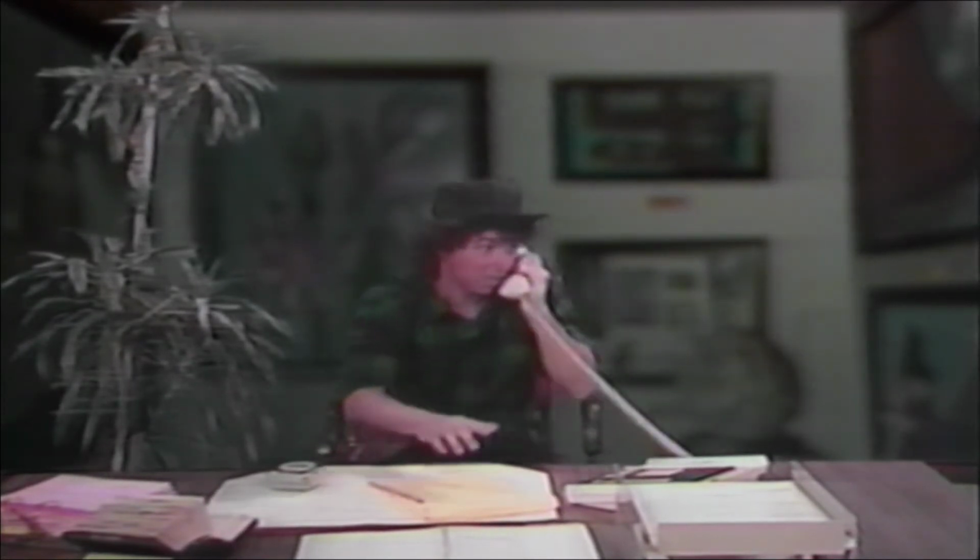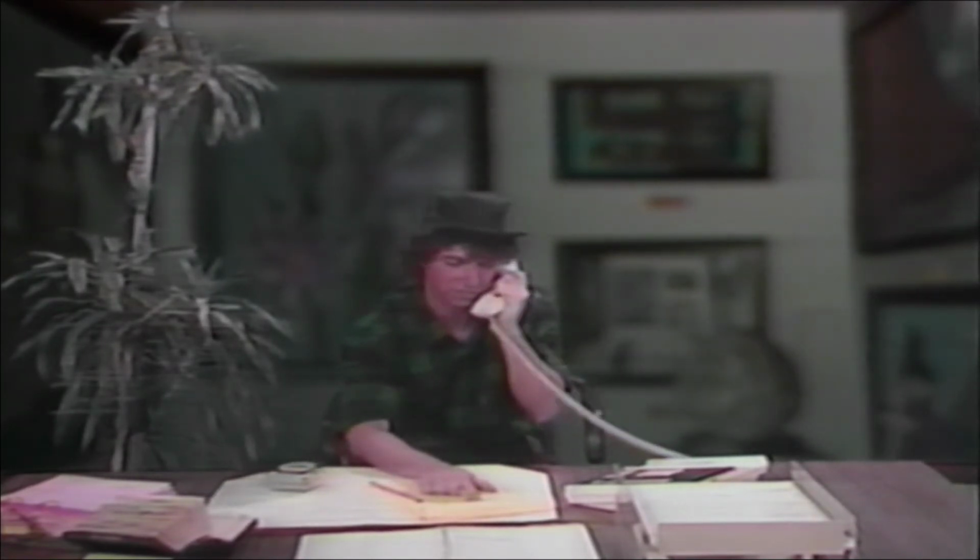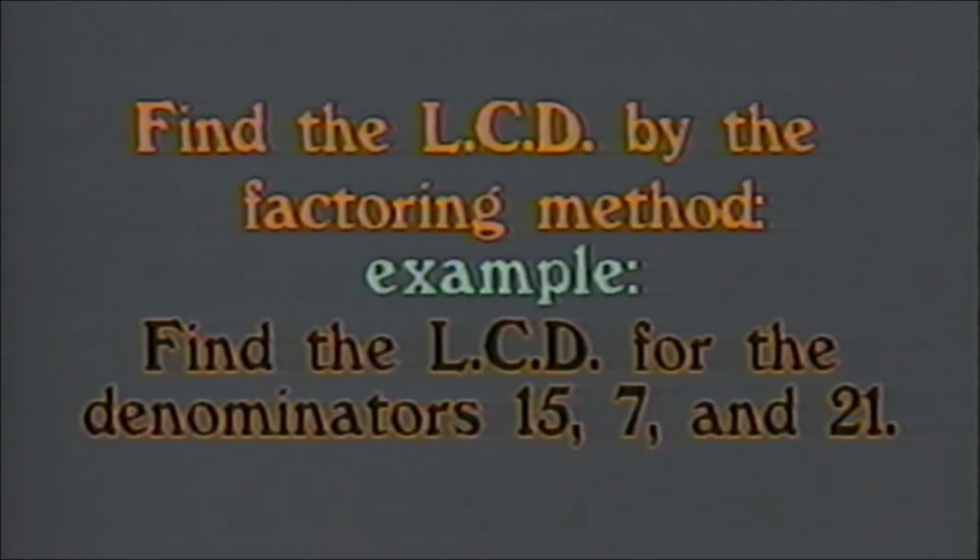Hi, this is Andy, the handyman. I'm really good at fractions now, but my boss has some really strange fractions to add. 8 over 15 plus 3 over 7 plus 16 over 21. Can you teach me how to add them quick? The factoring method might be just what you need. Watch. How about if we explain another way to find the LCD? What's that? The factoring method. Let's try to add 8/15, 3/7, and 16/21 and explain the method as we go along.